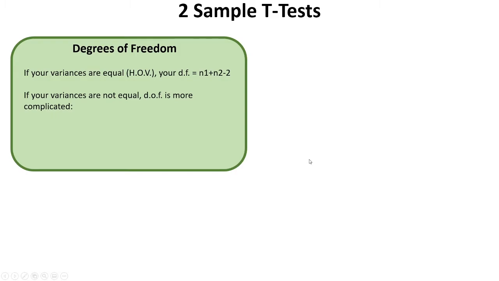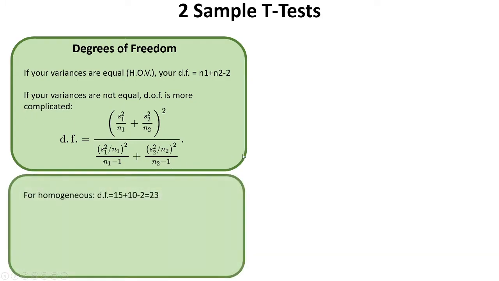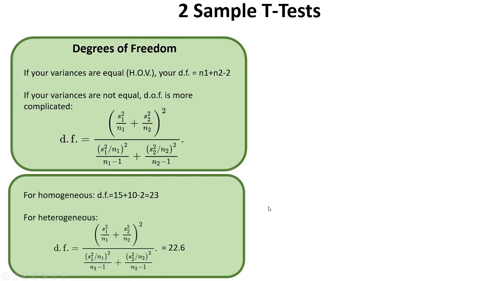If your variances are not equal, the degrees of freedom is more complicated. It's this super nasty equation that you'll end up having to do. So in this case, for homogeneous, your degrees of freedom are simply 15 plus 10 minus 2 equals 23. For heterogeneous, this comes out to be 22.6.